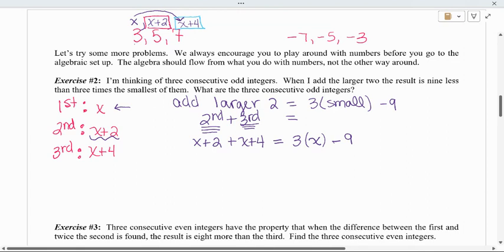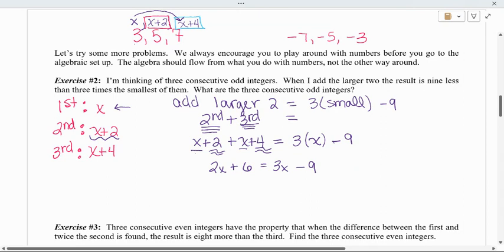So we need to do some combining of like terms again. What's it going to look like on the left side? What are some of the things I can combine? Both x's and the 2 and the 4. So x plus x is 2x. And 2 plus 4 is? Okay. Equals 3 times x is just 3x minus 9.